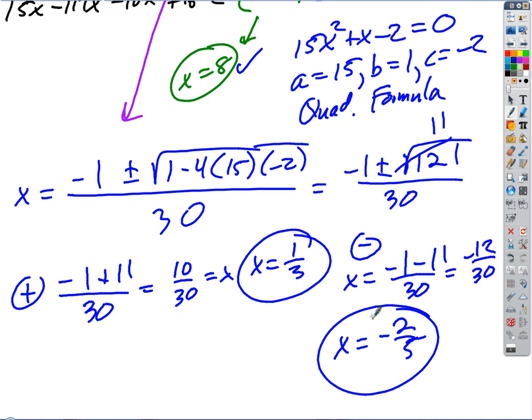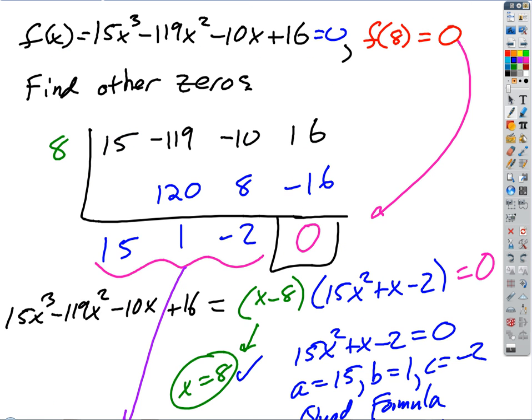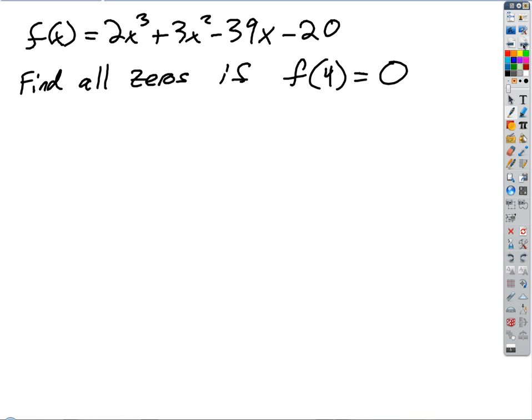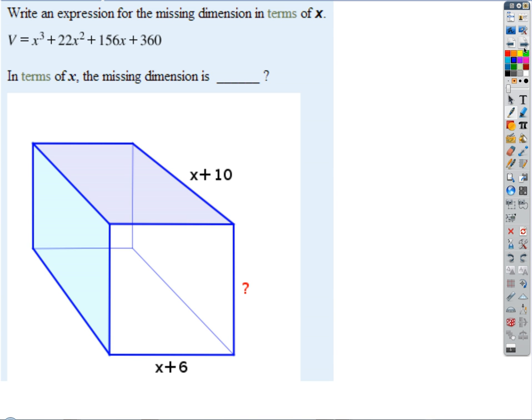So what are my zeros then? If I had to write out a list like you will in Moodle, 1/3, -2/5, and 8. Okay, make sense? Got it. Okay, I'll skip that one. Okay, here's the last one I want to do.